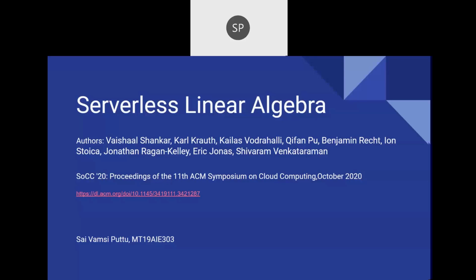I'm here to talk on the paper Serverless Linear Algebra, which proposes a design to run dense linear algebra algorithms with matrices of size 1 million cross 1 million on serverless programming model. Let's go ahead and look at the problem statement.